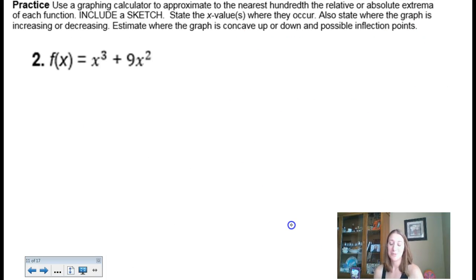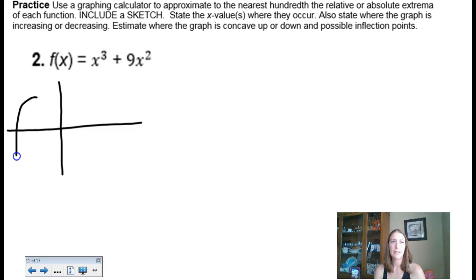Let's do one more of those. Let's see if I can do a better job of graphing. You know that's not going to happen, right? All right, so here. When I graphed this in my calculator, it looked something like this. I don't know how great I just did. Probably not great. What a surprise.